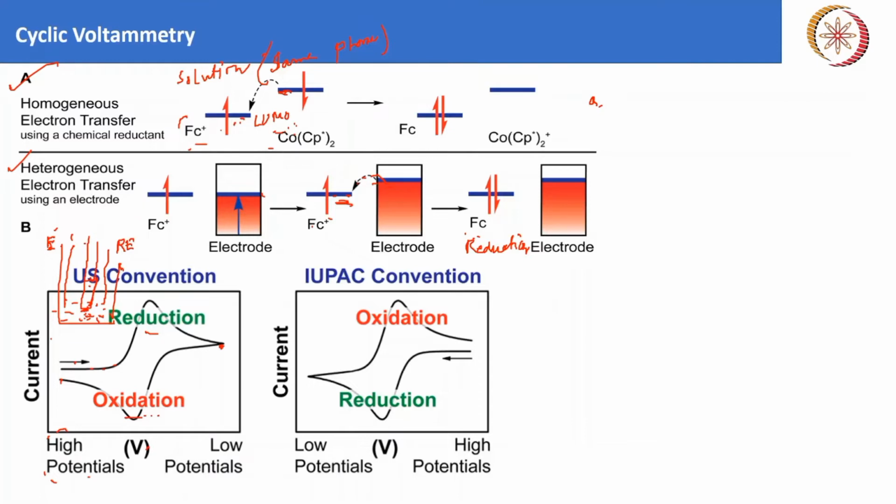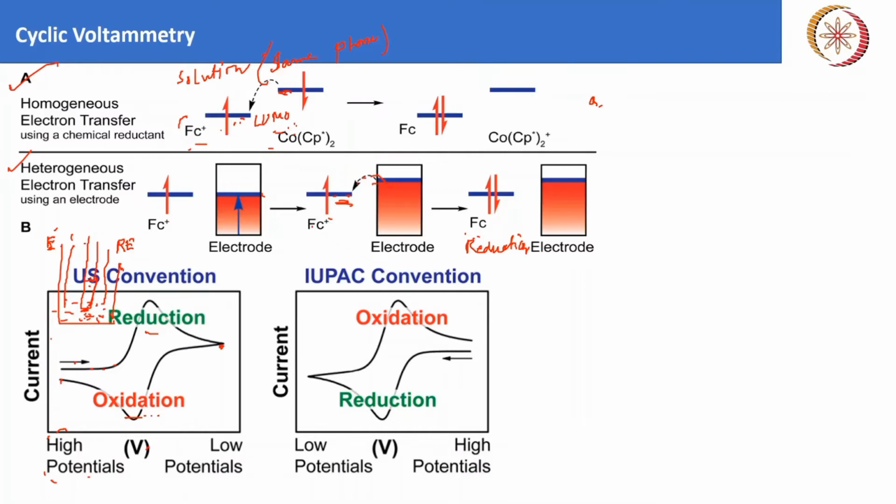So basically here the higher potential is on the right side and the lower potential on the left side, and the upper redox peak is due to the oxidation of your analyte, and the lower part is the reduction of the analyte. So now most people use this IUPAC convention because we are more familiar with the right-hand side being the positive axis and the left-hand side axis being the negative potential.